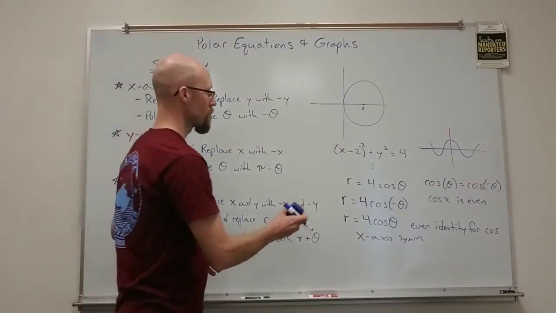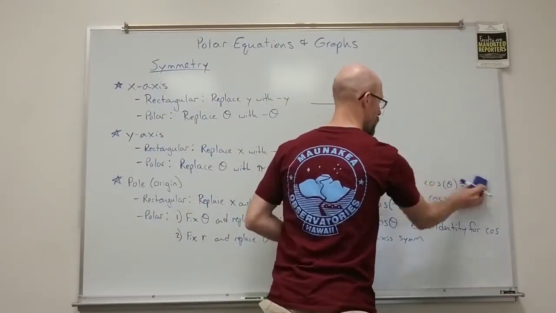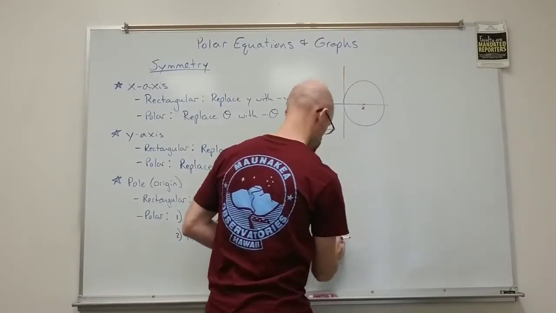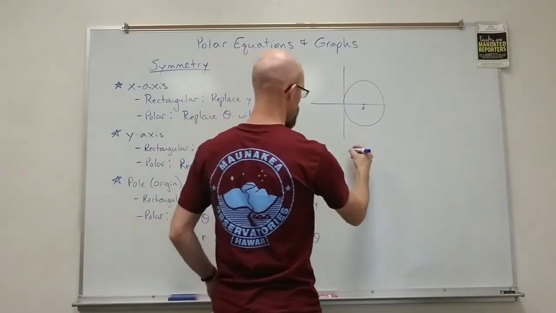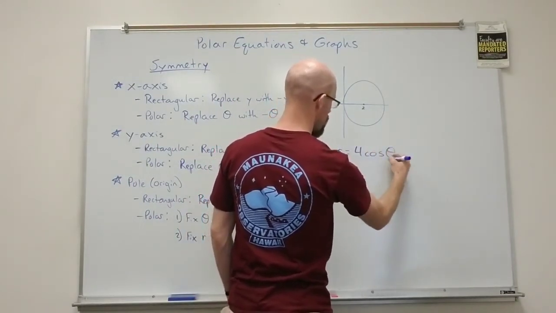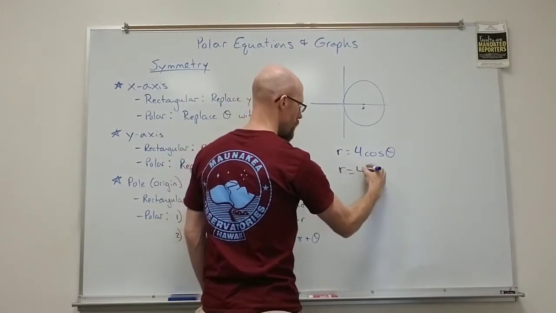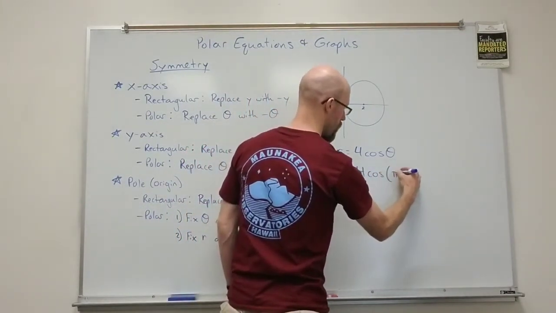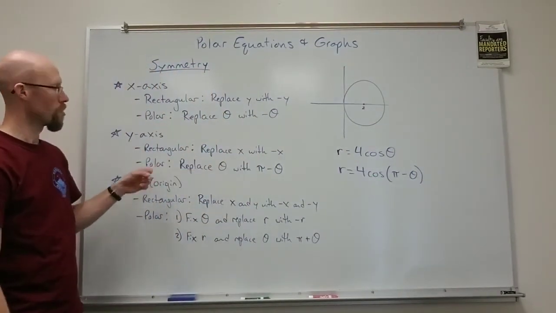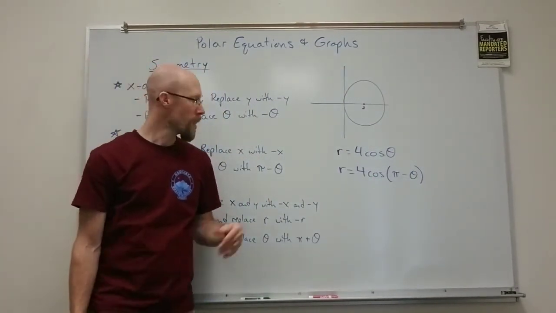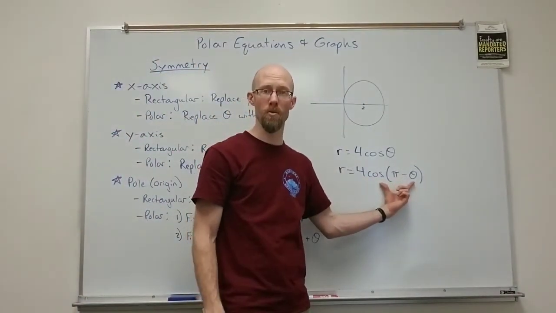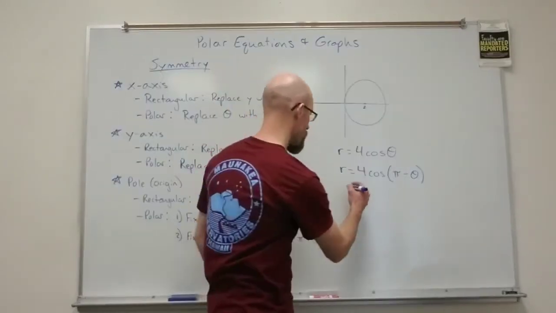I could do that with the y-axis symmetry. This will take a moment to work out, because we're going to need some trig identities. We could take r equals 4 cos theta and replace theta with pi minus theta. Remember, that's how you would determine y-axis symmetry. Probably the easiest thing to do is to use our difference formula for the cosine, which I will write out.